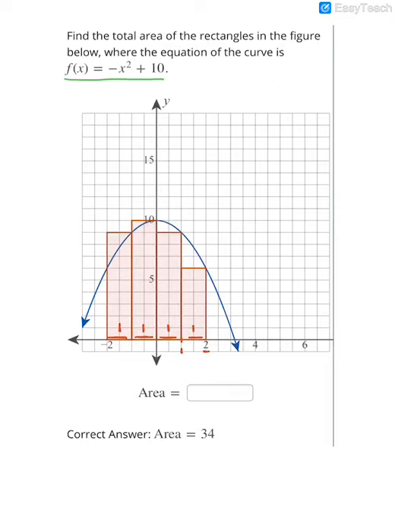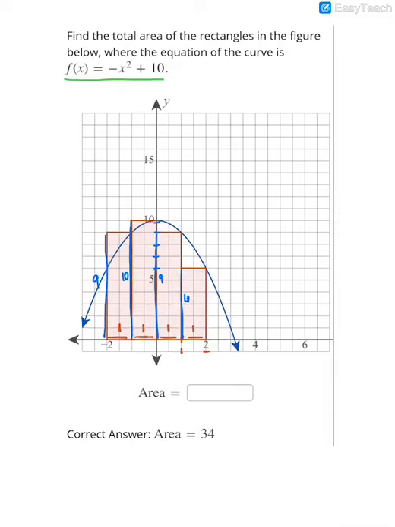Now, when I look at my y-axis, you'll notice that the y-axis increments are all by a whole unit and not a half unit. So when I look at the height of this rectangle here, it has a height of 9. The second rectangle here has a height of 10. This third rectangle has a height of 9 again. And this fourth rectangle only has a height of 6.